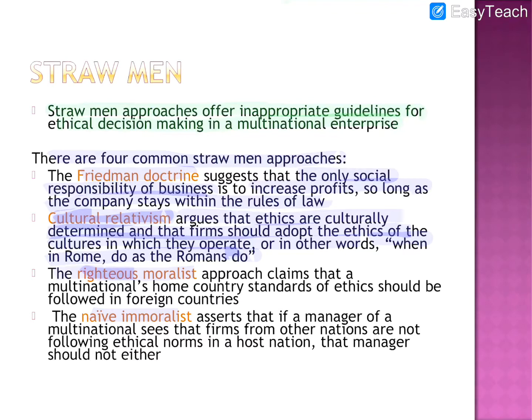Then we have the righteous moralist. This approach claims that a multinational's home country standards of ethics should be followed in foreign countries.